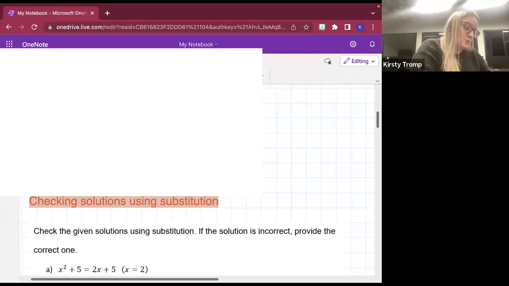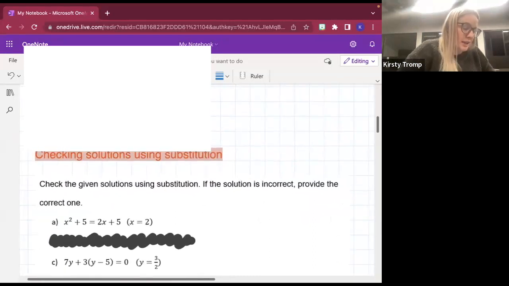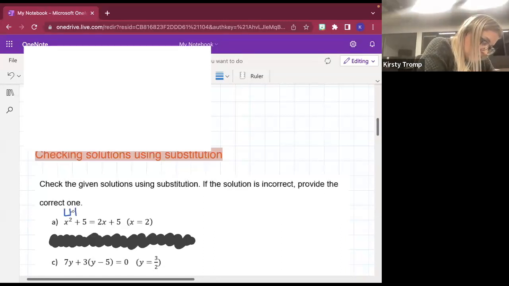So for my first part of today's sum, it's telling me, check the given solutions using substitution. If the solution is incorrect, provide the correct ones. So we're checking what they've given us using substitution, and if it's incorrect, we're going to complete the math sum. In order to check that a sum is correct, we're going to split these sums up. We're going to say this is the left-hand side of the sum, and this is the right-hand side of the sum.